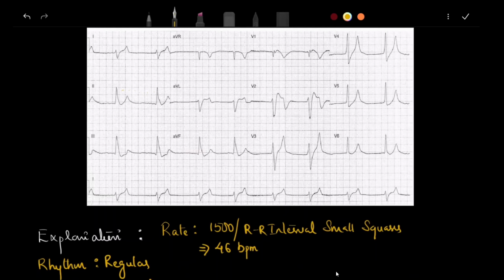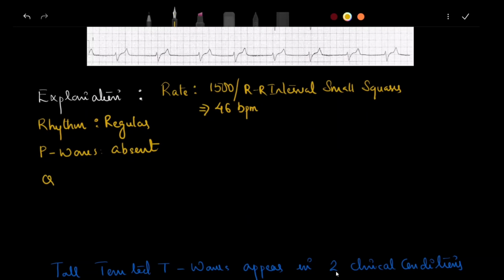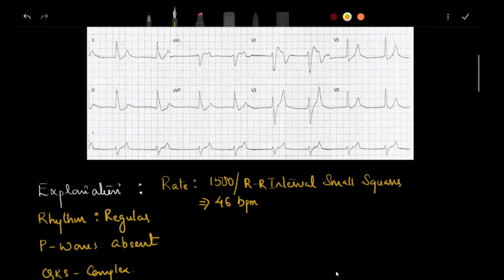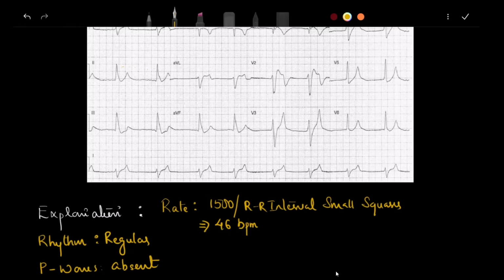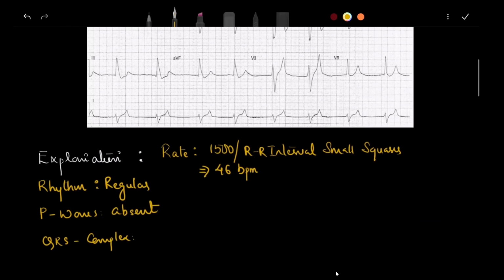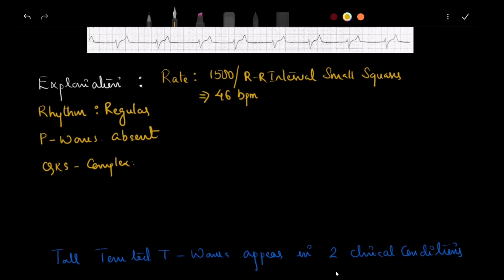Next, we should understand the QRS complex. See, 1, 2, 3, more than 3 small squares. So it will be more than 120 milliseconds. So the QRS complex is widened.